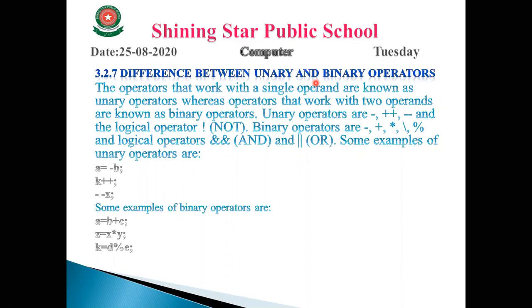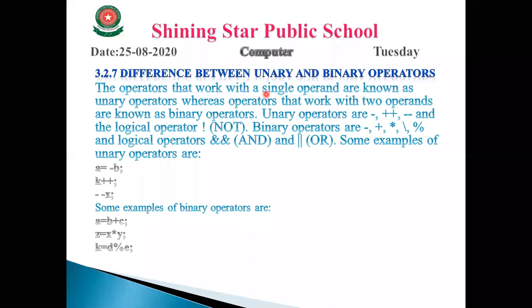Now, what is the difference between these unary and binary operators? Whenever we write, let's suppose, A equals to minus B, or we can say A minus equals to B, what is the meaning of this? And if we write A equals to P plus B plus D, what is the meaning of this statement? Whenever we use these types of operations, we have to understand the purpose of these operations.